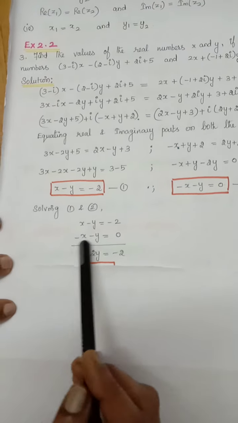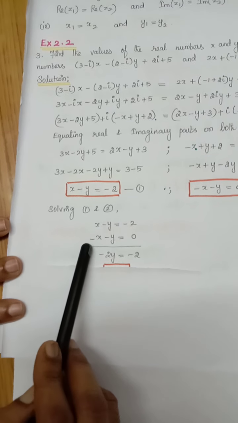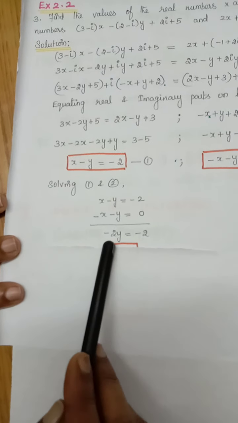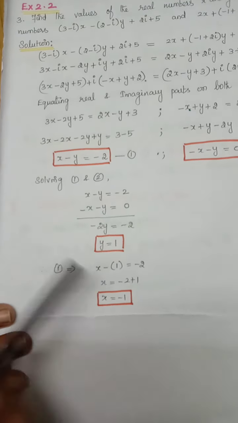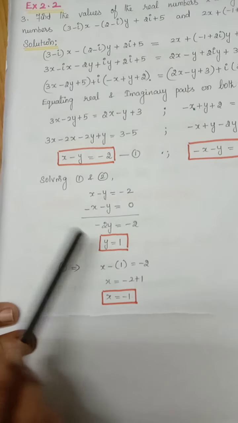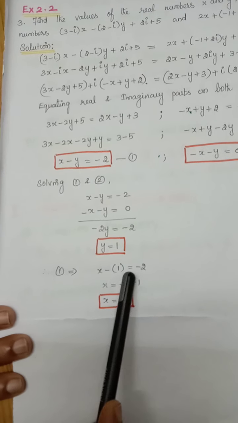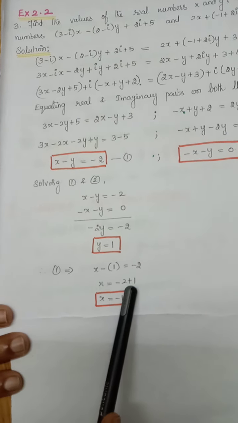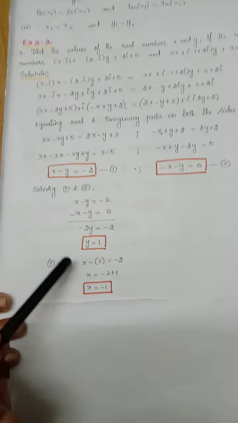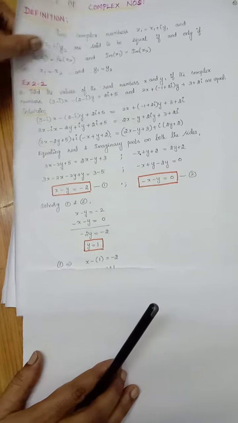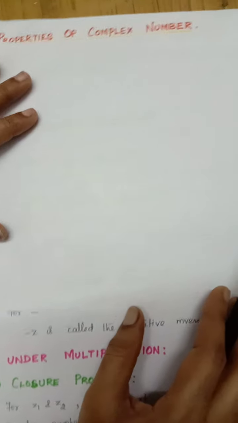Look at this. The first and the second equation are considered. When you add, plus x and minus x get cancelled, and minus y plus y minus 2y is minus y. Here you are having minus 2. So y is equal to 1. It has to be substituted in the first equation. In the place of y, I have written 1. So x minus 1 is equal to minus 2. Minus 1, when you take it to the right side, is plus 1. So minus 2 plus 1 is equal to minus 1. So we have found the values of x and y. Next, we are moving to the properties of complex numbers.